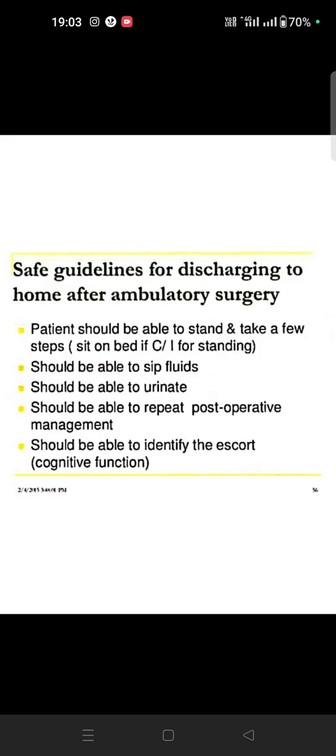So the self-care guidelines of discharge mean the patient should be able to stand a few steps, then sit. Should be able to sip fluids only, should be able to urinate, should be able to repeat post-operative management, should be able to identify the signs. This is a nurse's responsibility.